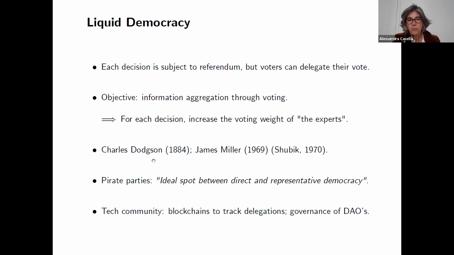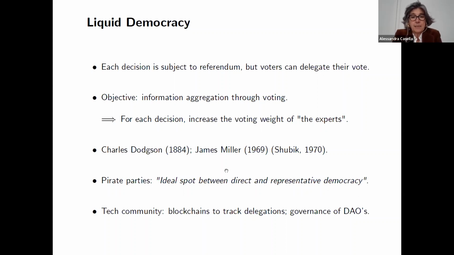As often with alternative voting rules, people trace it back to Lewis Carroll and this book in 1884. It was proposed in a form very similar to the one that we will discuss by James Miller in '69. There was an immediate response by Shubik, and you heard the quote.